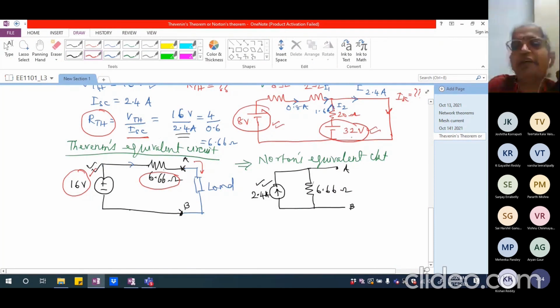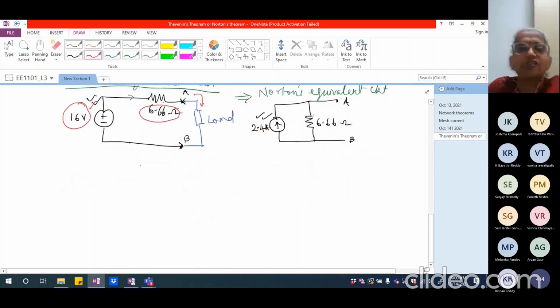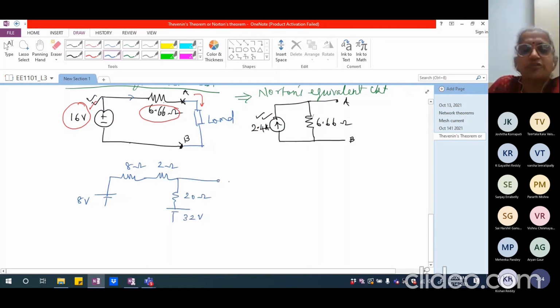So whenever we have these kinds of independent sources, we should be able to get RTH in a simpler manner. In this particular case, for example, I basically had an 8 volts battery, an 8 ohm resistance, and a 2 ohm resistance here. Then we had a 20 ohm resistance and a 32 volts battery. And this was the terminal A and this was terminal B. This is what we did in our circuit.